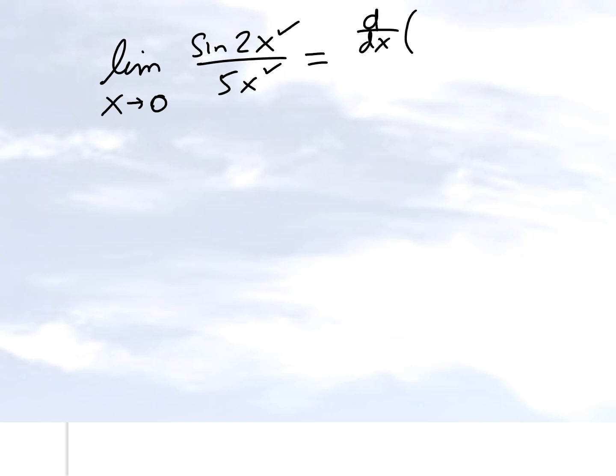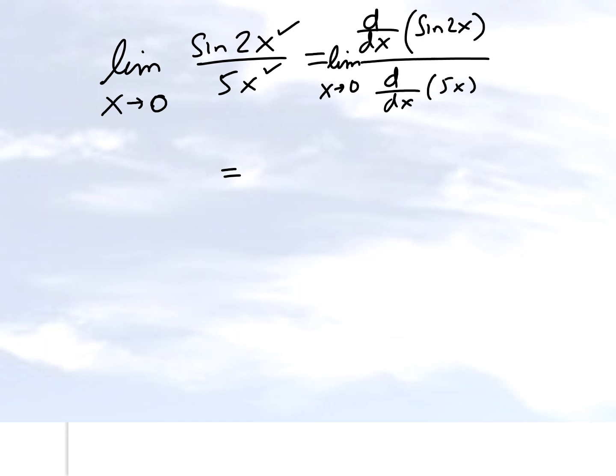So we have the limit as x approaches 0 of sine 2x divided by 5x, and we know that this is 0 over 0 as x approaches 0. Then we know that this limit will be, let's go and take the derivative of sine 2x, take the derivative of 5x, and take the limit as x approaches 0 for that. The derivative of sine 2x does exist, so it'll be 2 cos 2x. The derivative of 5x is just 5, and we'll take the limit as x approaches 0.